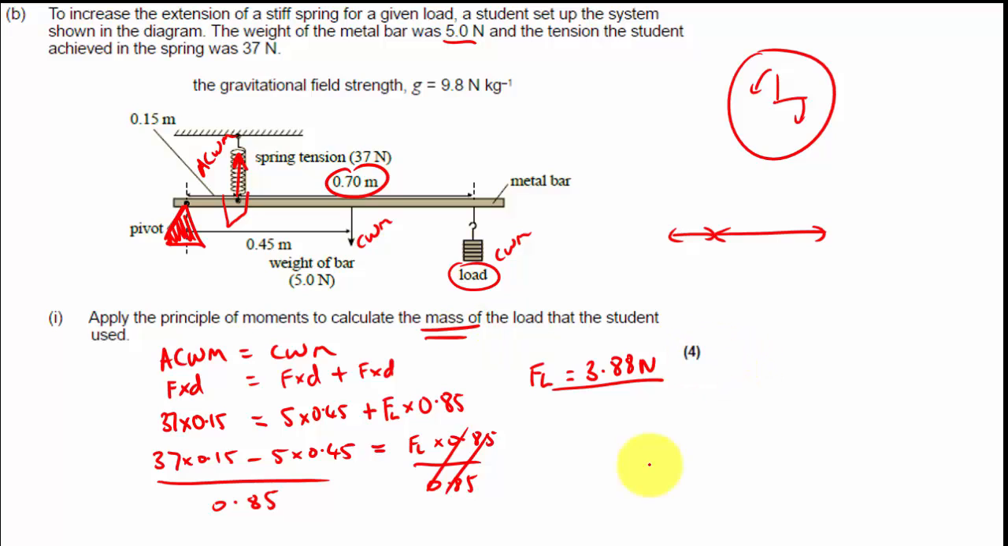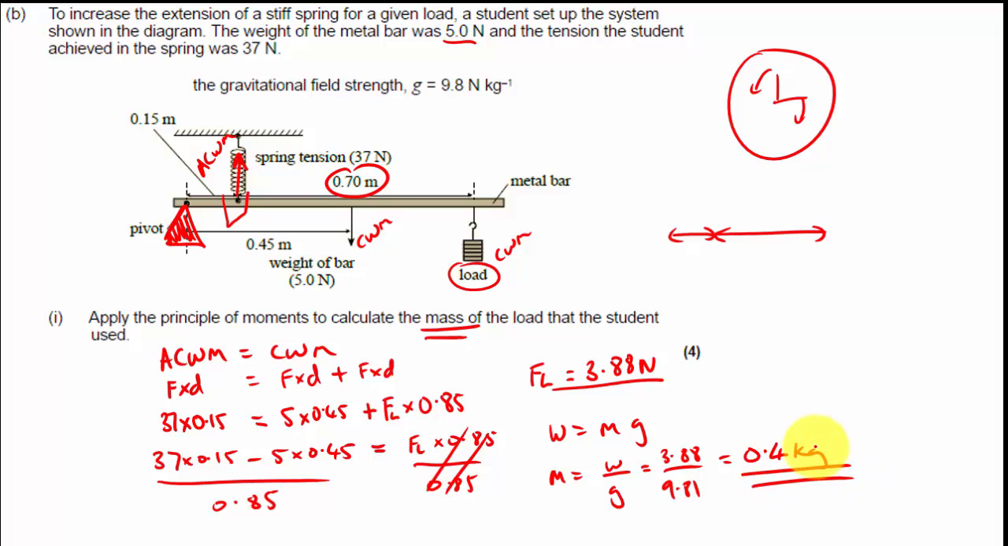So it's a 4-mark question. There's a fair bit to do in it. The mass will be, well, if weight equals mass times gravity, or F equals ma if you prefer, rearranging for mass, mass equals weight over gravity, so the weight is in newtons. So we're doing 3.88 divided by 9.81, which gets us a value of 0.395, or 0.4 kg. So that's the final answer, double underlined to make it clear.